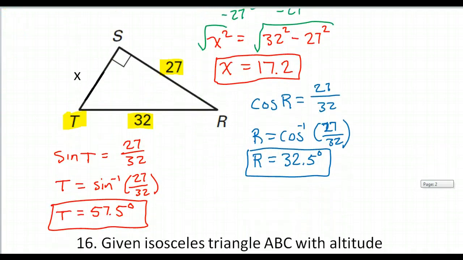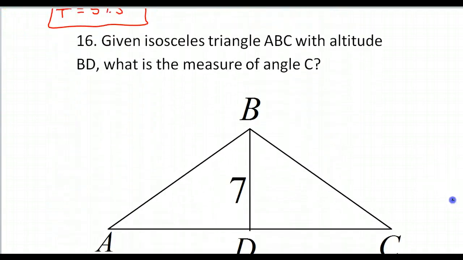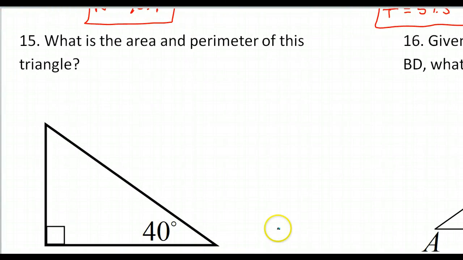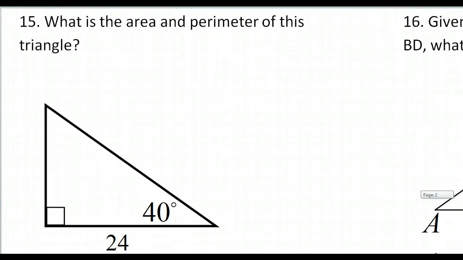Okay, so that was number 14. Let's move on to number 15. What is the area and perimeter of this triangle? Well, please remember that the area of a triangle is 1/2 base times height. We have the base, but we need the height. So I'm just going to call this x for right now.